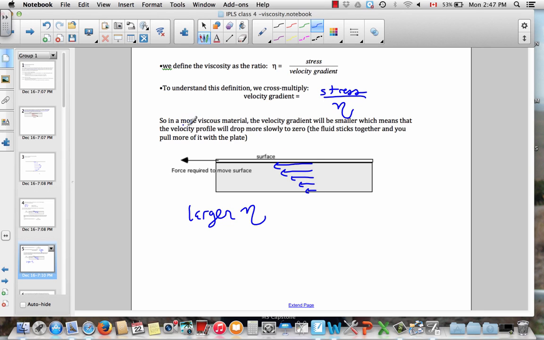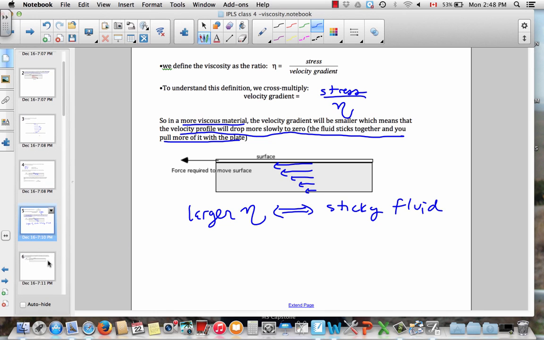So in a more viscous material, the velocity profile will drop more slowly to zero because the fluid's sticking together and you pull more of it along. So a larger viscosity is consistent with a very sticky fluid. There's lots of internal cohesion and a velocity that drops very slowly to zero in this experiment.